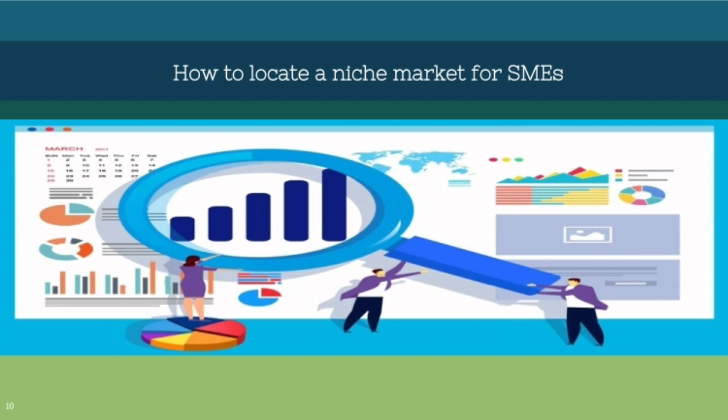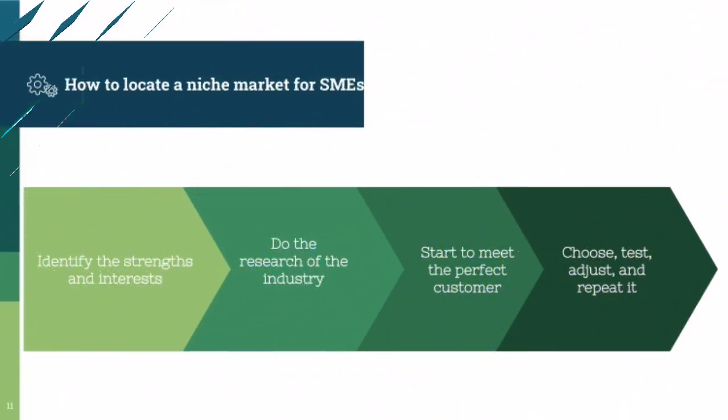As an entrepreneur or as a small business coming into the business world, how do you identify this niche? Okay, so we'll be looking at 4 processes. We will limit our process to just 4, which are: one, identify the strengths and interests; two, do research of the industry; and then three, you start to meet the perfect customer; and finally, you choose a product, you test it, adjust, and you keep on repeating it.